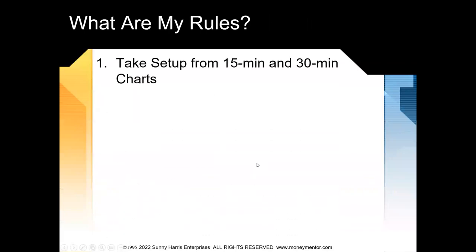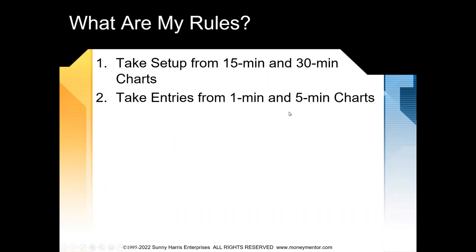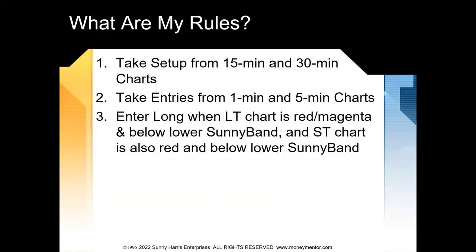So what are my rules? I take my setup from the 15 and 30 minute charts. I take the entries on the 1 and 5 minute charts. So I enter long when the long-term chart is red slash magenta and below the lower sunny band, and the short-term chart is also red and below the lower sunny band.